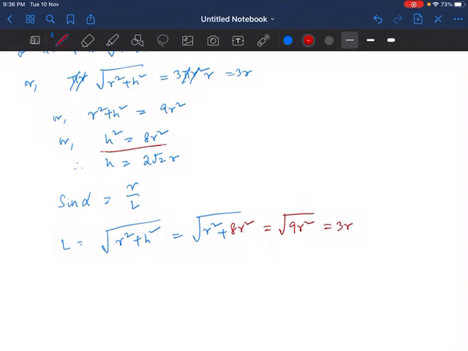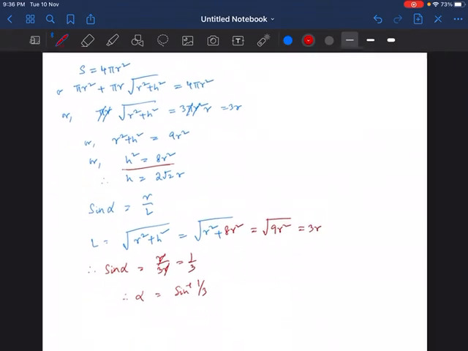So here, we can find sine alpha. Therefore sine alpha is equal to r by 3r. So r goes away, and we have 1 by 3. Therefore alpha is equal to sine inverse 1 by 3. So we have found out the angle alpha, that is equal to sine inverse 1 by 3.